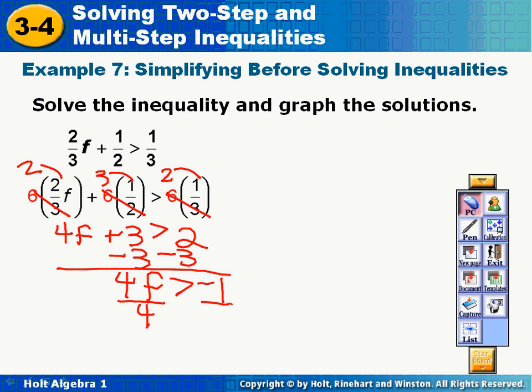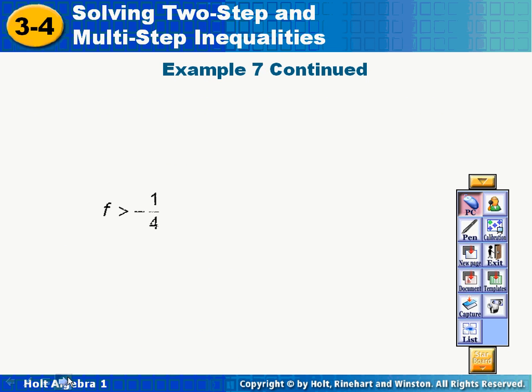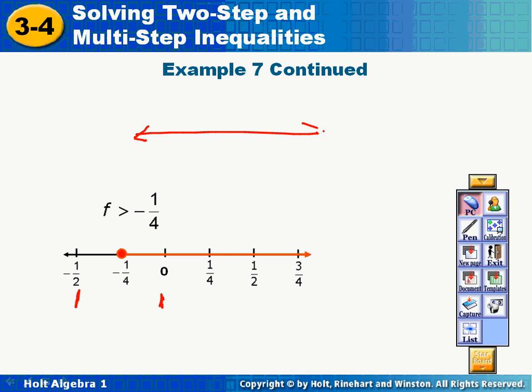Dividing by 4, we're going to get a fraction this time. F is greater than negative 1/4. Okay, now we're going to graph it. And on this particular one, I put the negative 1/4 between negative 1/2 and 0. But you could have also put a 0 and a negative 1, and then put the negative 1/4 close to the 0. Again, you would shade to the right because it is greater than or equal to. Make sure you get the arrow in there.